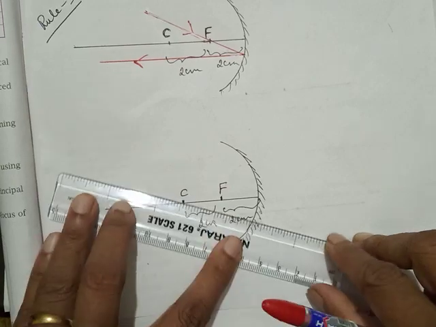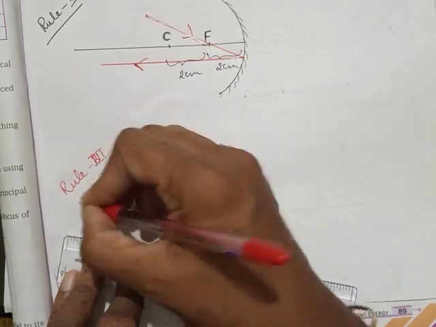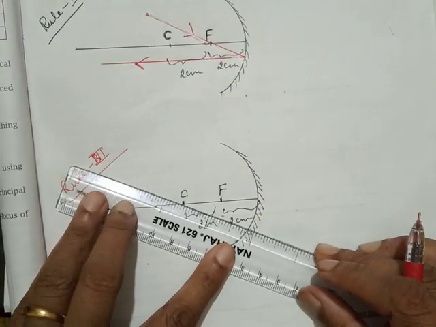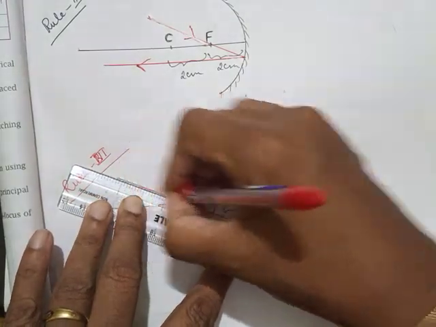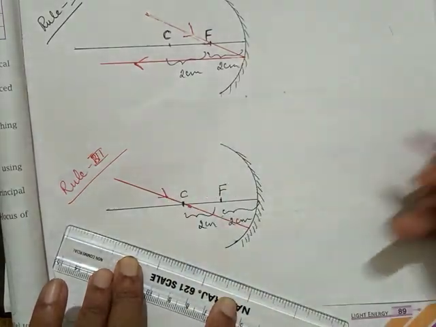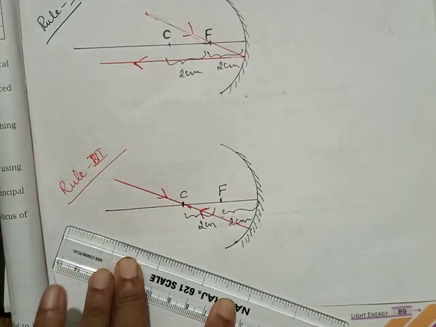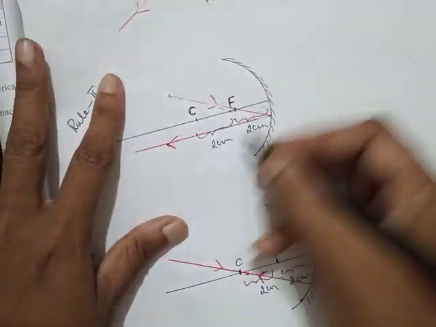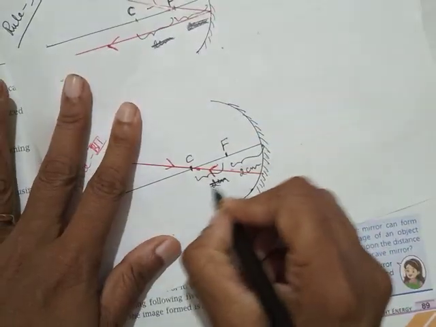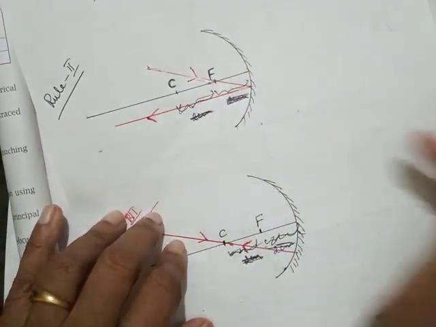And the third rule, rule 3, any ray passing through the center of curvature. So what you do? You keep your scale in such a way that it passes through C. Okay, so this is your incident ray and the ray will go back along the same path. So that will be your reflected ray also. You need not show this 2 centimeter every time. I just marked to tell you that you should take 2 centimeters, children. Don't mark it. It is quite confusing. Okay, don't mark it. You just take 2 and draw it. Just for your information, I told.